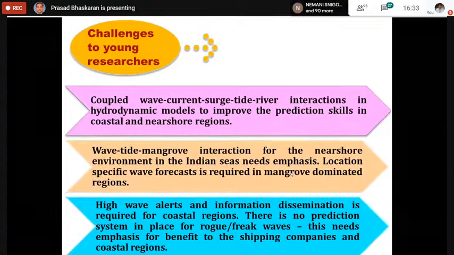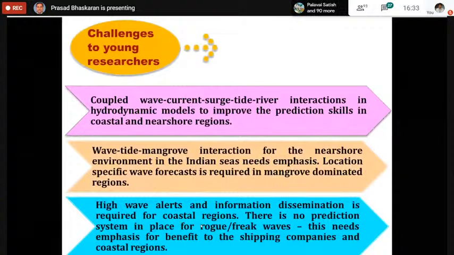Then we also need to come up with better parameterization for wave, tide and mangrove interaction. We also need to work out how we can give better alerts for high waves that are coming, like the rogue waves and freak waves, because these waves are there in the deep ocean. We do not have a forecasting mechanism for this. This can be very important for the shipping companies and the coastal regions.